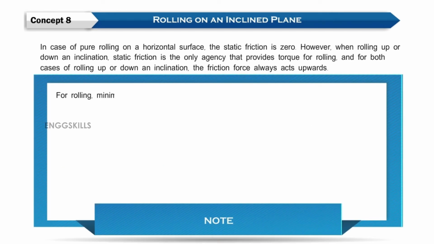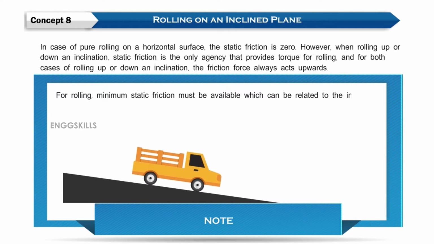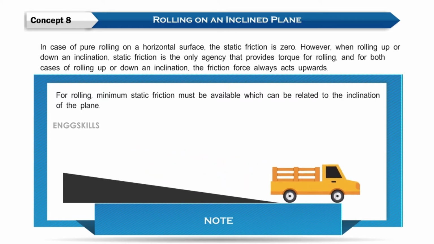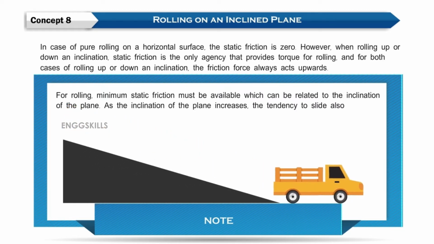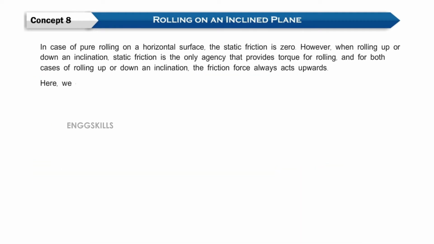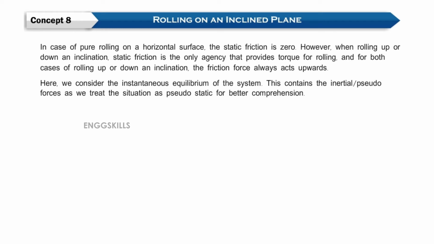For rolling, minimum static friction must be available, which can be related to the inclination of the plane. As the inclination of the plane increases, the tendency to slide also increases. Here, we consider the instantaneous equilibrium of the system. This contains the inertial or pseudo forces as we treat the situation as static for better comprehension.